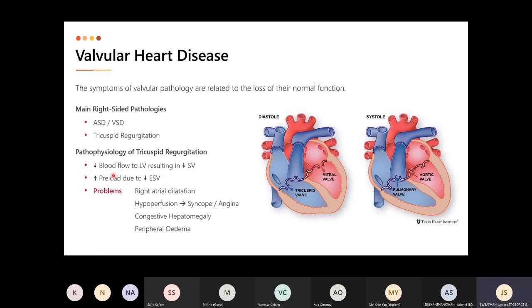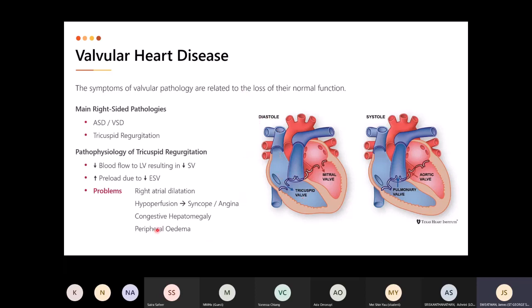As a result, it also increases the preload in that right ventricle because your end systolic volume is increased because you haven't pumped enough blood out. You pumped it back into the right atrium and it's going to get pumped straight back in. So in this, you can get right atrial dilatation. You can get hypoperfusion again because you're reducing your left ventricular blood flow. And obviously all the pressure builds up back into the vena cava.